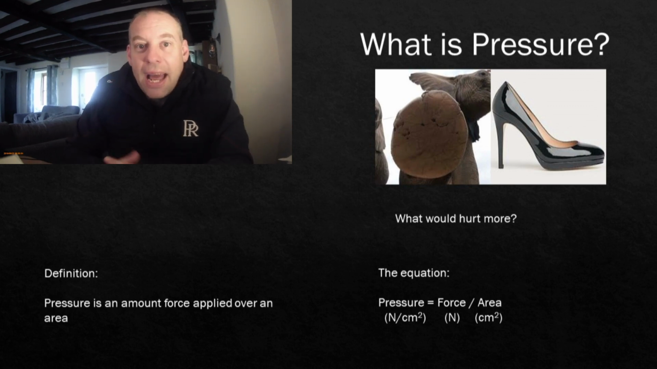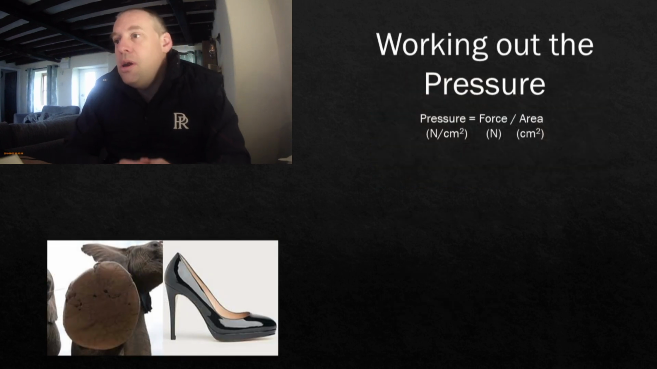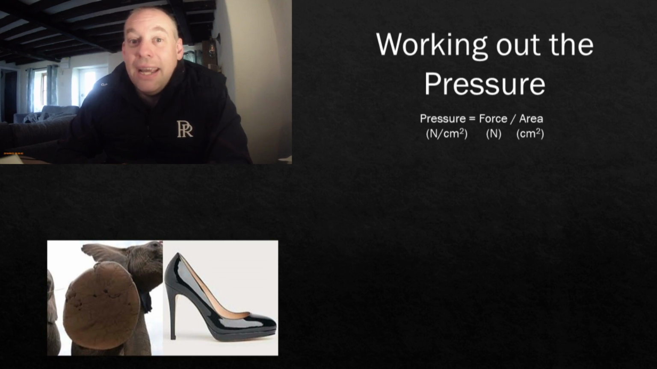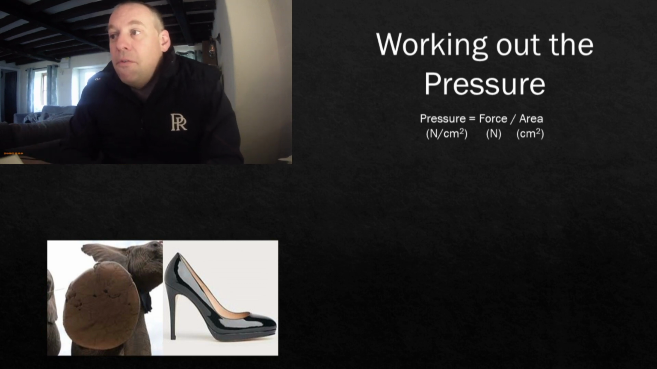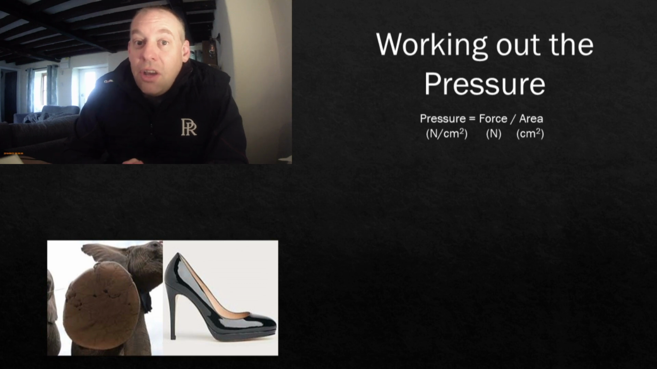Now we're going to apply that to my question about the elephant and the stiletto, and we're going to start off with the elephant. We're going to look at that equation and use it to work this out. And the equation is, again, pressure equals force divided by area. You're going to need to know that equation, so it's worth just repeating it until you get it.